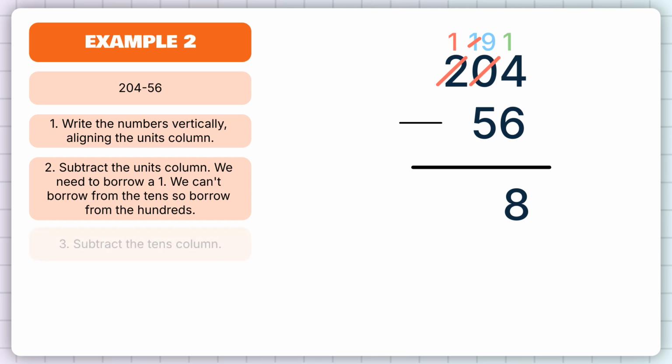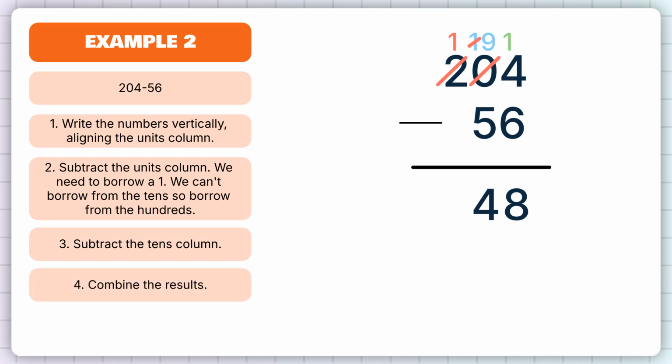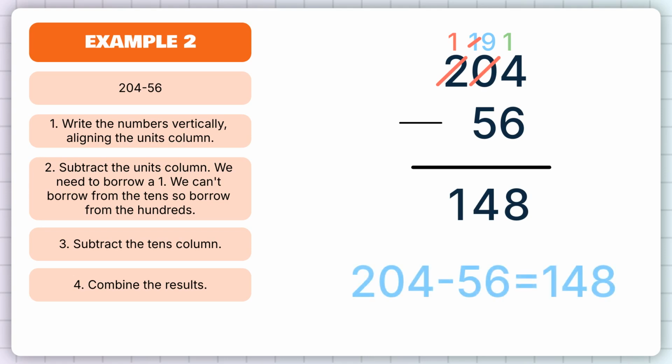3. Move to the tens place. So we have 9 minus 5 equals 4. 4. Finally, the hundreds place. So we have 1 minus 0 equals 1. Therefore, 204 minus 56 equals 148.